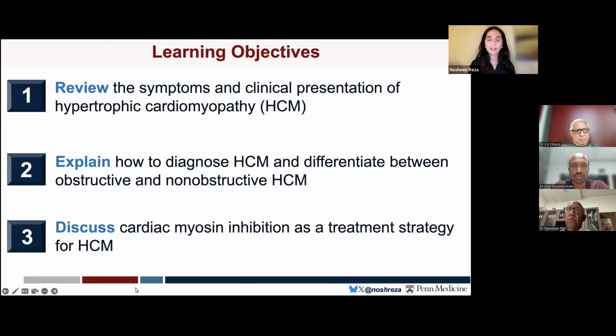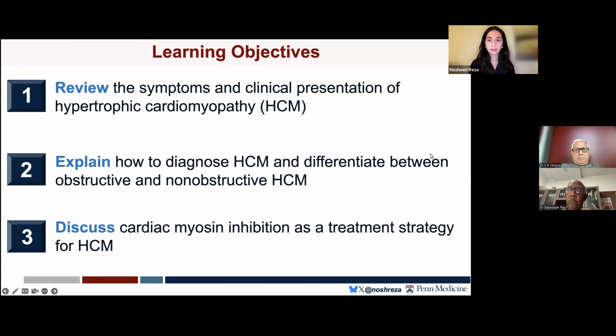During our time together today, I hope to accomplish these three learning objectives. Number one, we're going to focus on the review of symptoms and clinical presentation of patients with hypertrophic cardiomyopathy. Number two, we're going to explain how to diagnose HCM and differentiate between obstructive and non-obstructive HCM. And number three, we're going to discuss cardiac myosin inhibitors as a treatment strategy for HCM.